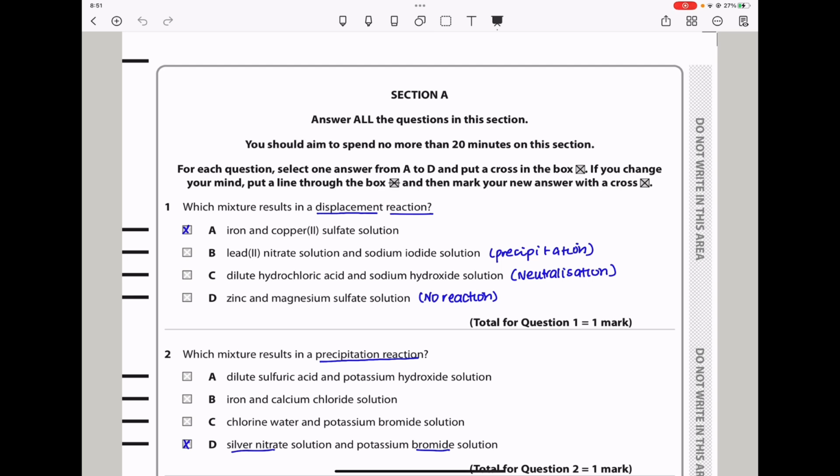Here we can see iron and copper(II) sulfate. Of course, this is the displacement reaction. We know iron is more reactive than copper, so it is going to displace it from its compound, forming iron sulfate as well as copper. So this is a displacement reaction.